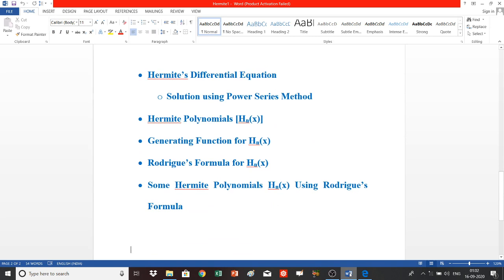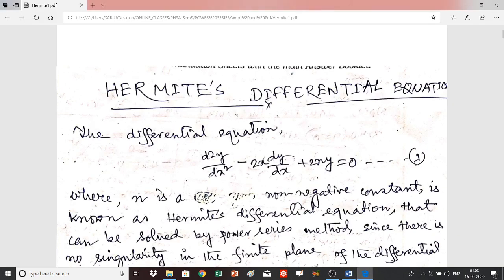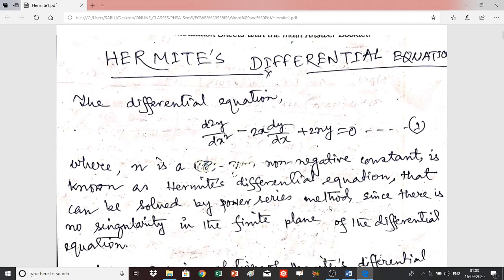These are the Hermite differential equation, its solution, then finding the values of Hermite polynomials, which are denoted as H_n(x), then the generating function for Hermite polynomials, then the Rodrigues formula for Hermite polynomials, and finally the calculation of some Hermite polynomials using the Rodrigues formula. So come to the first topic, that is the Hermite differential equation.